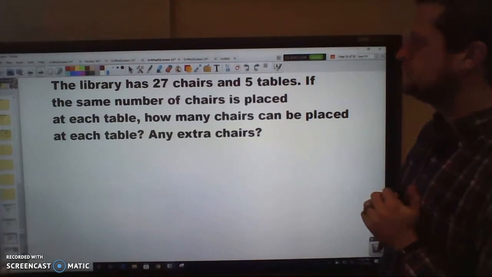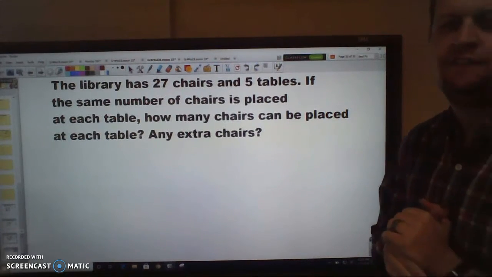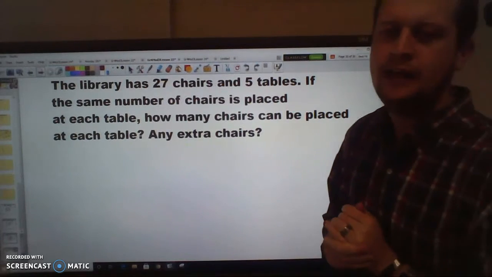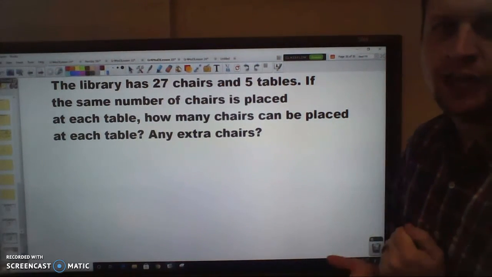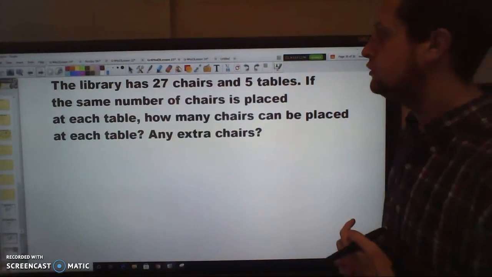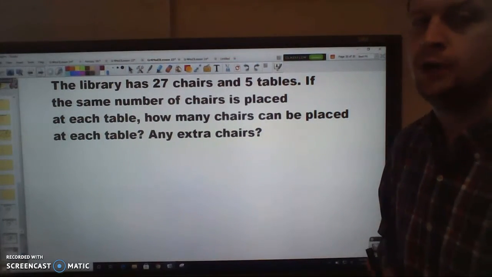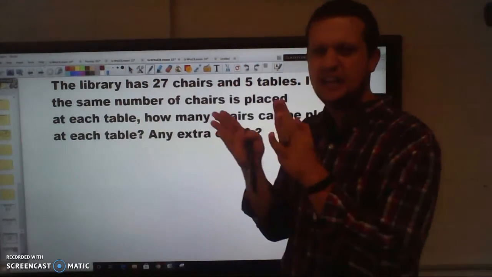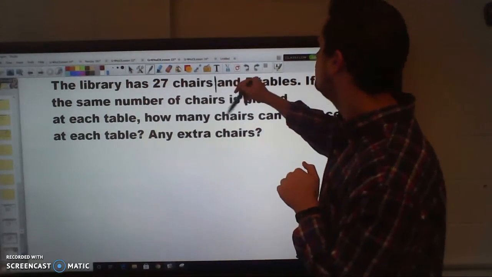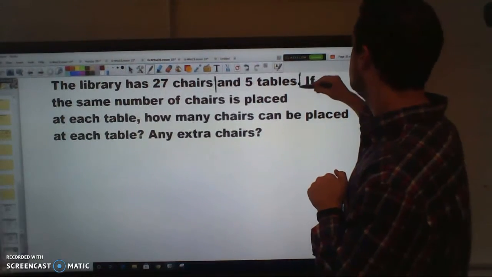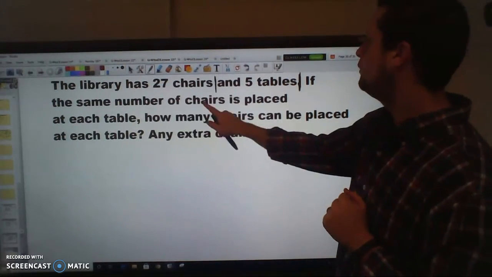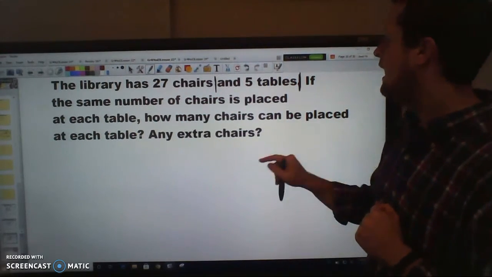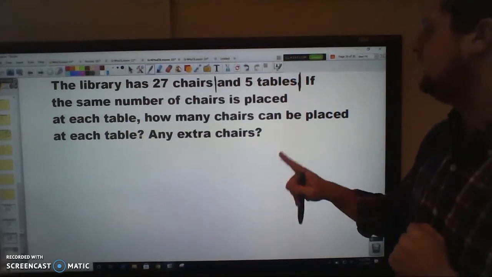Alright, so this one says the library has 27 chairs and 5 tables. If the same number of chairs is placed at each table, how many chairs can be placed at each table? Any extra chairs? Will there be any extra chairs? Alright, so let's take a look at it. The library has 27 chairs. Remember I told you I kind of cut it sometimes. And 5 tables. If the same number of chairs is placed at each table, how many chairs can be placed at each table?